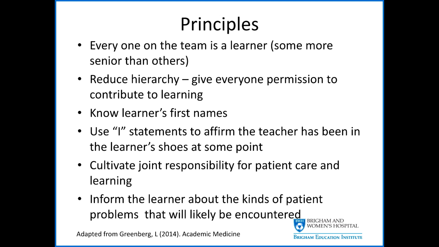There are specific principles in working with adult learners, and one of those is that everyone on the team is a learner. Some of the people on the team may be more senior than others, but everybody has an opportunity to learn in any team-based activity. Reducing hierarchy can be effective in some situations where everyone has permission to contribute to the learning. And reducing hierarchy can be effective in allowing people with questions to ask those questions or people who have contributions to feel less afraid in making those contributions to the team.